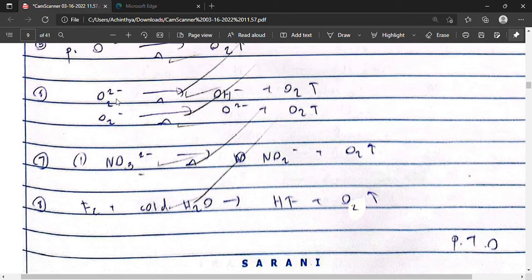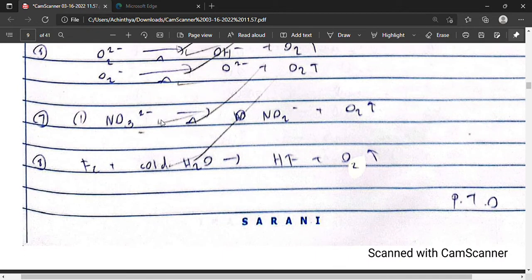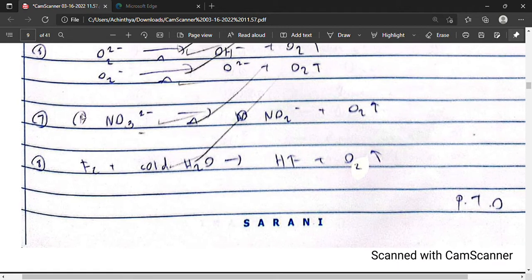And then we have peroxides and superoxides of s-block elements ideally, and we thermally decompose them. The thermal decomposition of a metal peroxide will yield the metal hydroxide and oxygen gas, while the thermal decomposition of a metal superoxide will yield the metal oxide and oxygen.